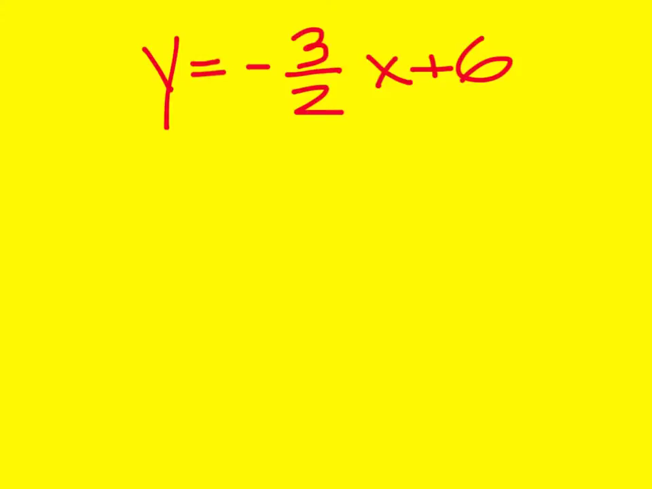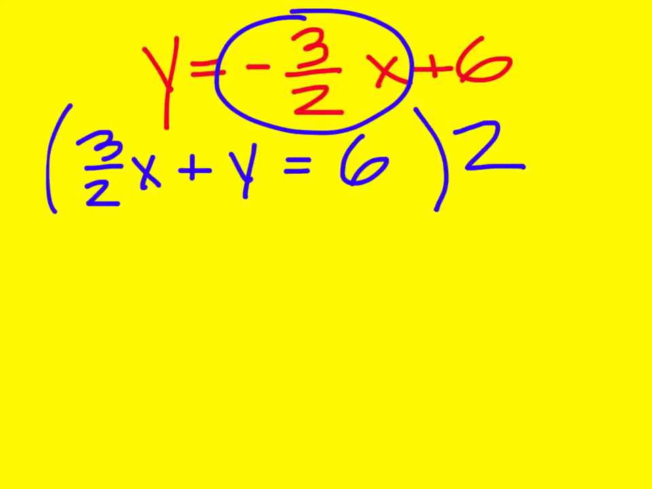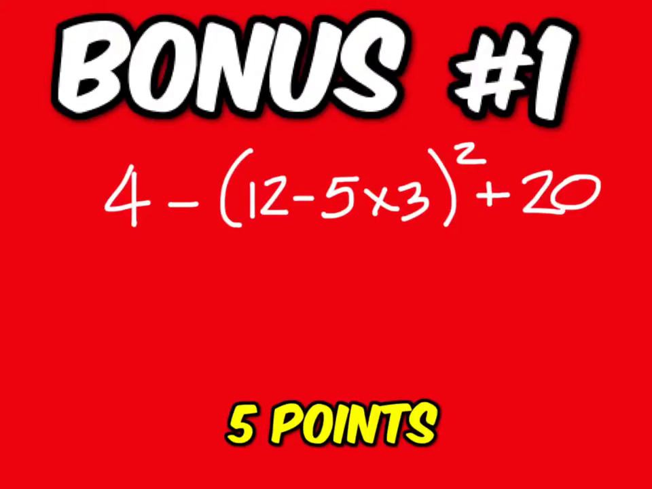For the practice problem here, you have to move this to the left and make it positive. And since it's positive, we don't have to change the sign of everything, but we must multiply everything by 2 because of this. That will cancel out, and you'll have a 3x plus 2y equals 12. Answer on this bonus is 15.